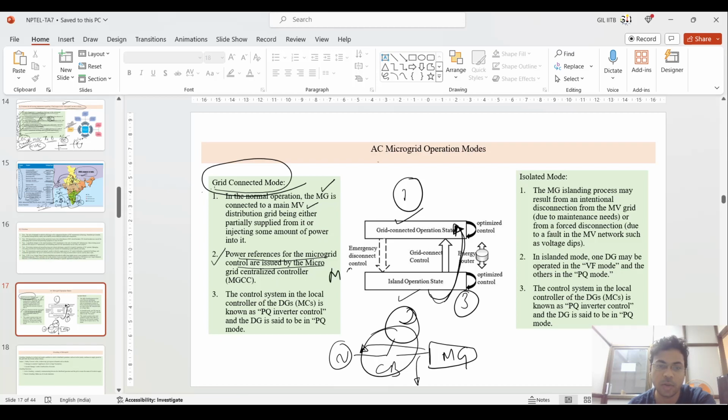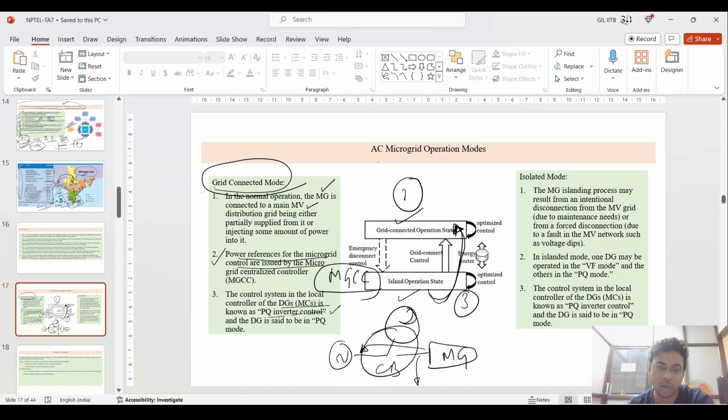Coming to the second point, the differences for the microgrid control are issued by the MGCC, the microgrid central controller. That is most important, because the microgrid central controller is very important if you have a number of multiple microgrids. I am going to explain this control structure further in the slides. This MGCC controller controls the multiple distributed generators.